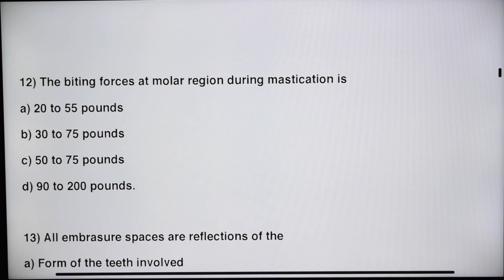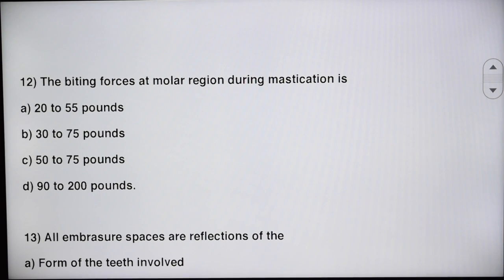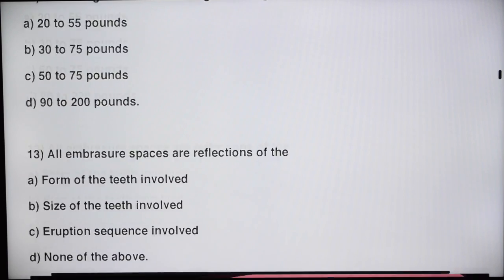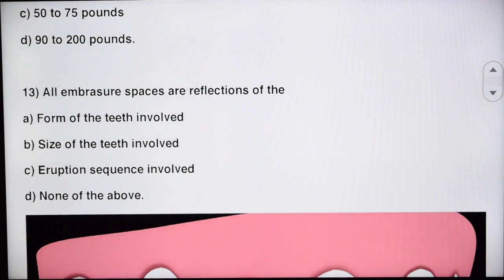And the biting forces at molar region during mastication, it's a direct question, so it's 90 to 200 pounds, option D. And coming to the next question, all embrasure spaces are reflections of.